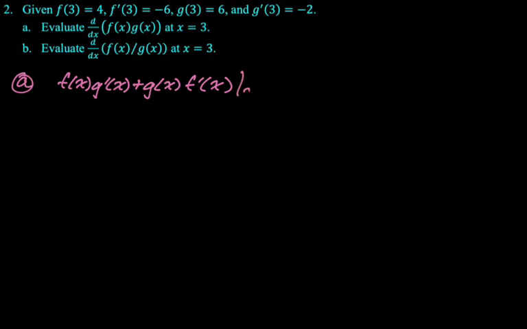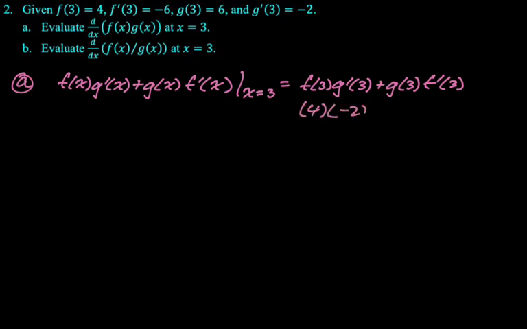We need to evaluate this at 3, so I'm going to plug in 3. I'm not going to make you watch that, but I've shown this line where I've plugged in 3 everywhere I see an x. Now we have to read off. So f of 3 is 4, g prime is negative 2, g is 6, and f prime is negative 6. All right, so we have negative 8, minus 36, negative 44, I think.